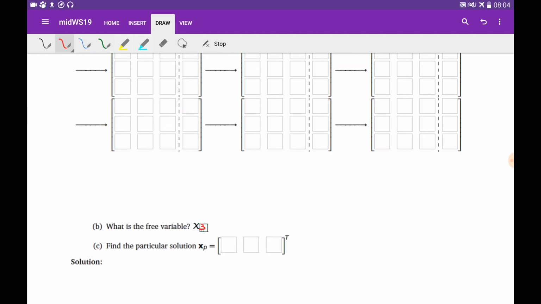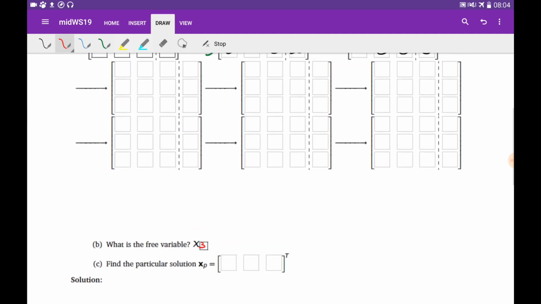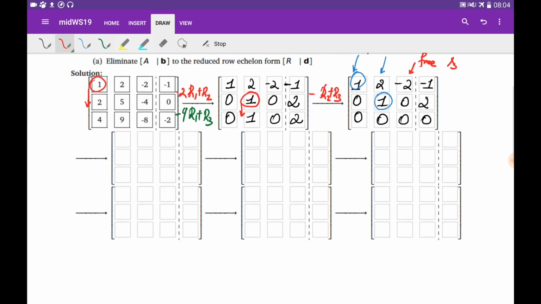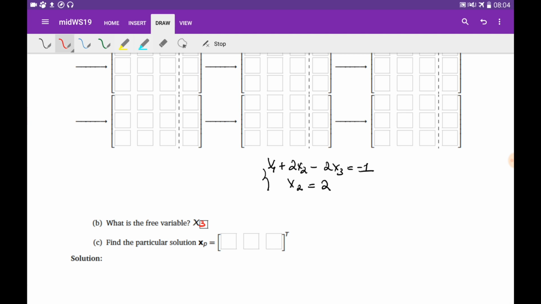So the free variable is x3, and in order to find a particular solution, we just need to solve the system of linear equations. Let me write down the system of linear equations. It's going to be x1 plus t x2 minus t x3 is equal to minus 1, x2 is equal to t. So in order to find a particular solution, we set the free variable x3 to be equal to 0 and solve this.